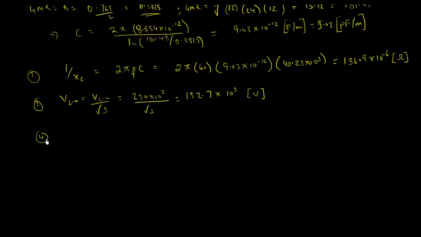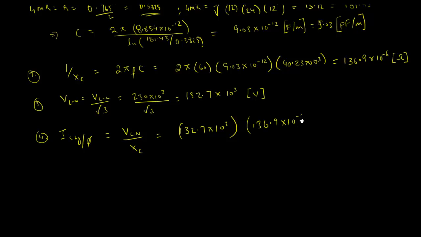And our final step where we find out the charging current per phase is V line to neutral over XC. So then that value is 132.7 times 10 to the power 3 multiplied by, remember this is 1 by XC already, right? So you just multiply it, you do not divide it by this value.